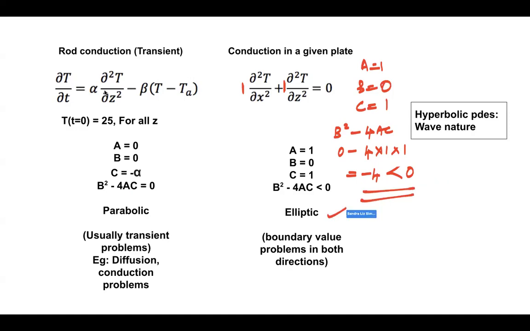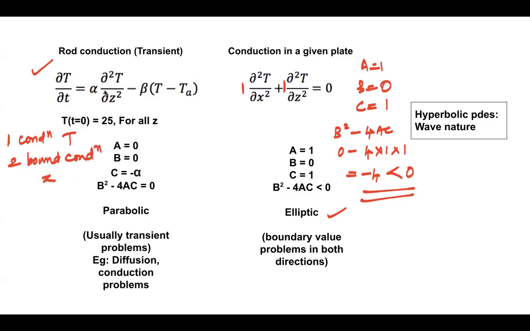So this category usually involves boundary value problems in both directions. That is, we have two position coordinates. And one more thing, if you want to solve such a question, what conditions do you need? It is first order in time and second order in terms of position. So to solve it, you need one initial condition, one condition for time, and two boundary conditions in terms of position. Then only you can solve this.